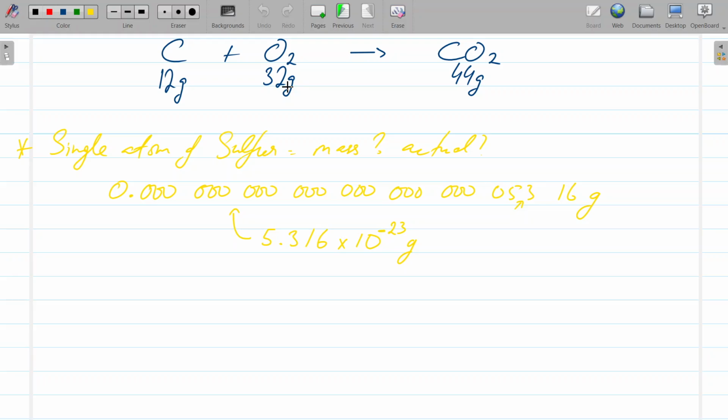So then the question is, how does the mass that we're using over here relate to the number of molecules of oxygen in that mass?